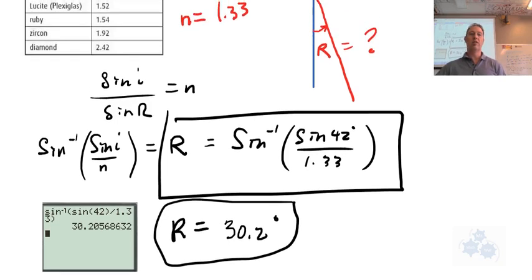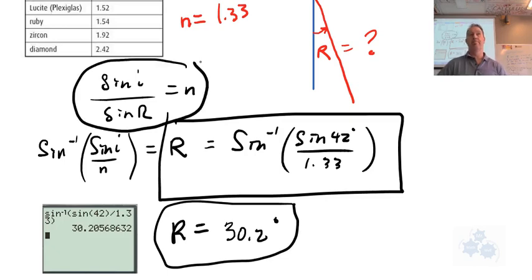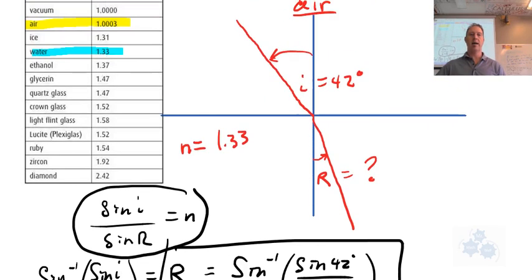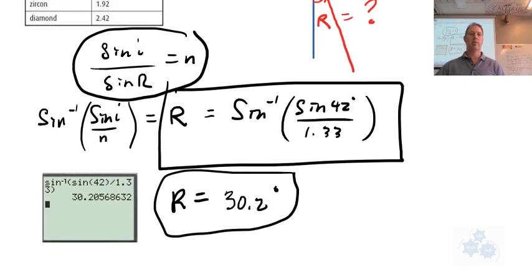So that's one way we can use Snell's law, okay, to solve for parts of the equation. And of course, if I'm given I and given R, I can solve for n, right? And so on. Okay, so that's the notes and an example there of using Snell's law. Any questions?